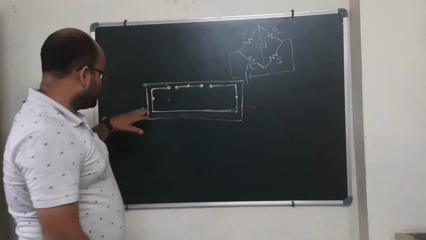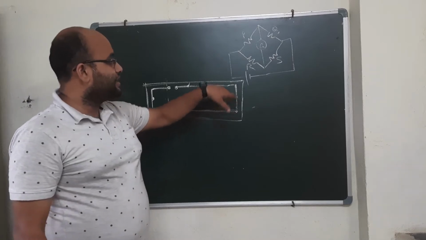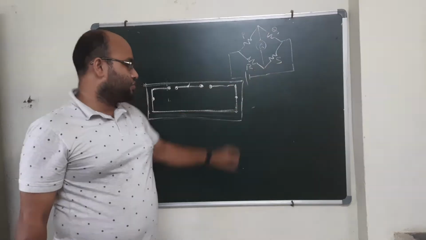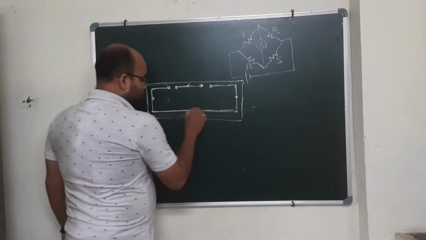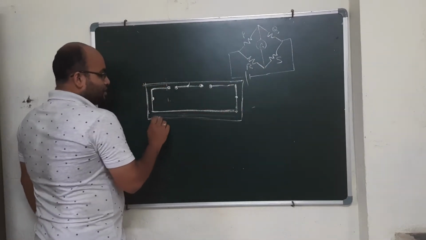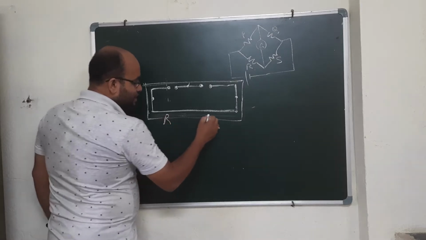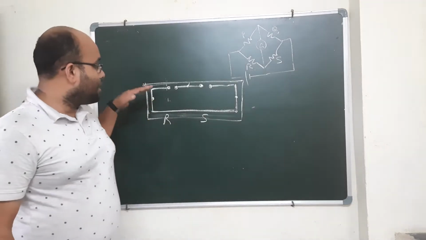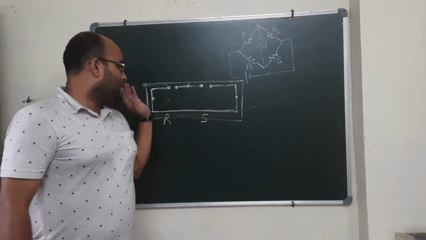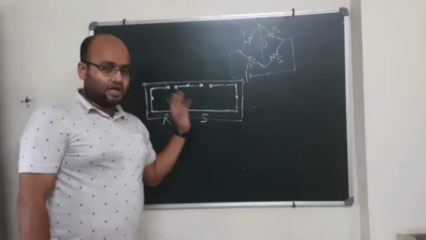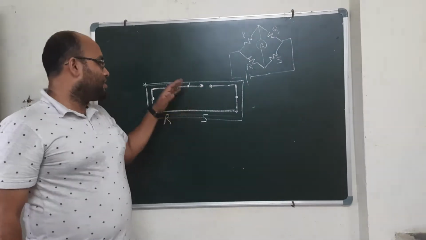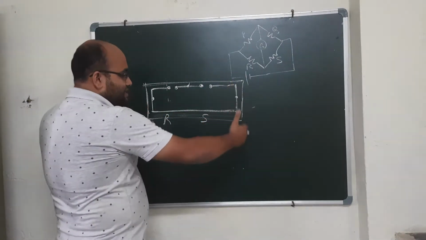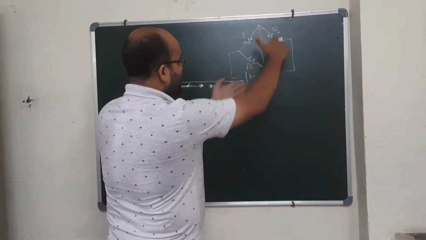So this wire actually contains both the resistances R and S over here. But I am not giving a mark up to which part it will be R, from where it will be S. I am not dividing this resistance. So this is actually a combination of R and S.